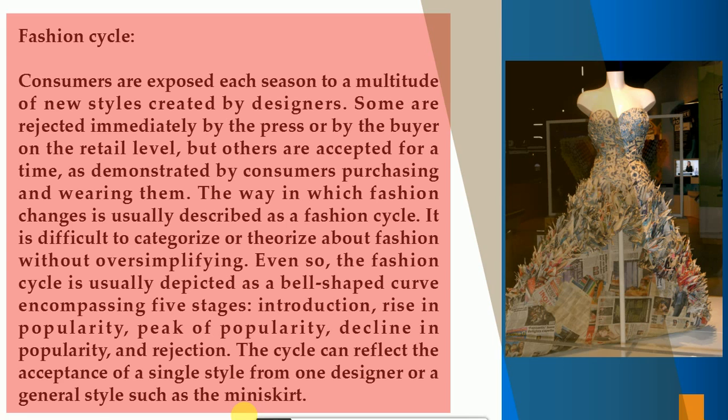It is difficult to categorize or theorize about fashion without oversimplifying. Even so, the fashion cycle is usually depicted as a bell-shaped curve encompassing 5 stages: introduction, rise in popularity, peak of popularity, decline in popularity, and rejection. The cycle can reflect the acceptance of a single style from one designer or a general style such as the miniskirt.